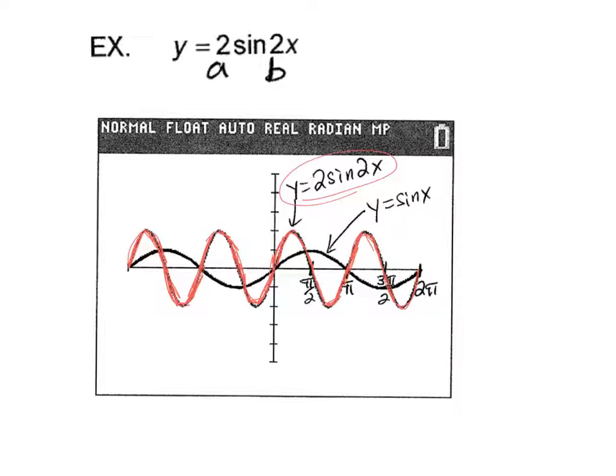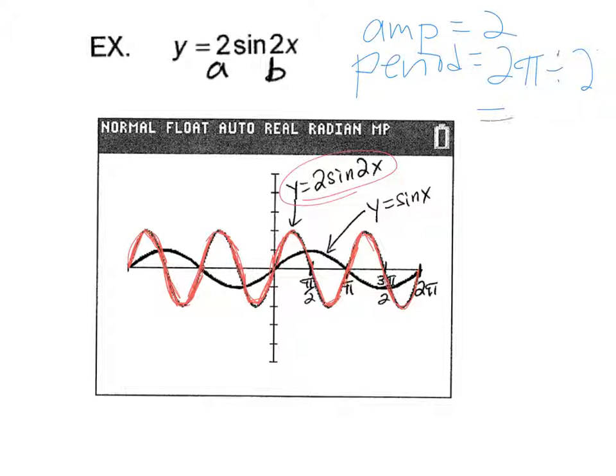So let's practice. We've got y equals 2 sine of 2x. So 2 out in front is the a value. So that's our amplitude. Then the b value is also 2. So the period will be 2 pi divided by b. 2 pi divided by 2 is just pi. And so it only takes a distance of pi to complete one wave.